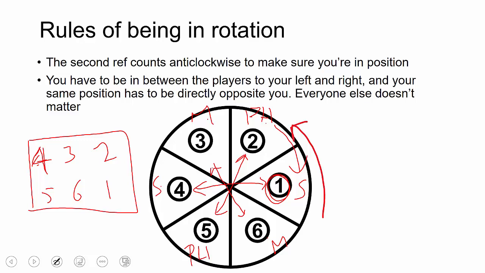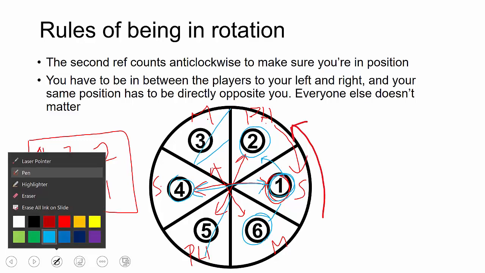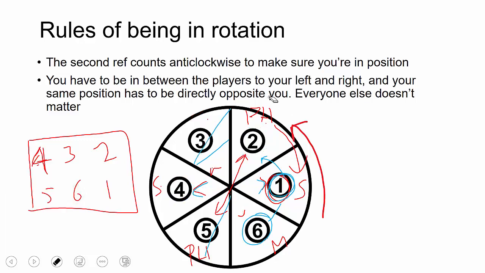The things that we're concerned about are the players to your left and the right. If you're looking at position one, we're only concerned about who's in position two and position six. You check that by seeing if you're opposite your other position. But we don't care about position three and position five when we're talking about rotations in this sense.